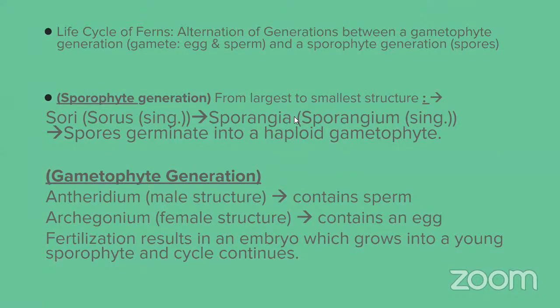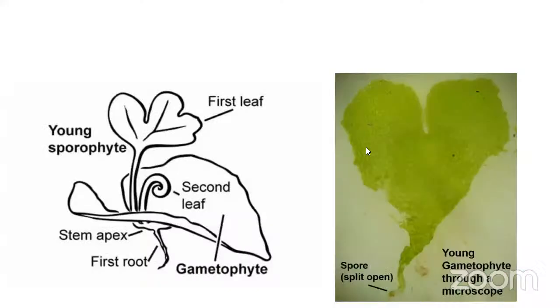Here are summary slides, having it in text. We have our sorus, that big circle. Inside it is the sporangium. Inside that are the spores, which are creating our haploid gametophyte as they germinate. The antheridium contains sperm, the male structure, and the archegonium, the female structure, contains egg.